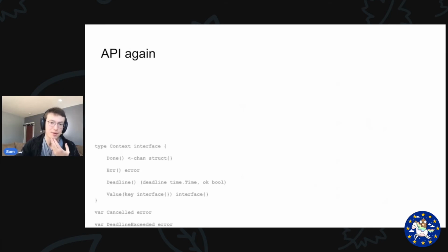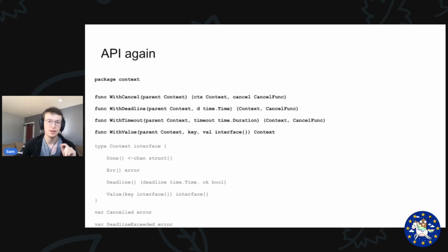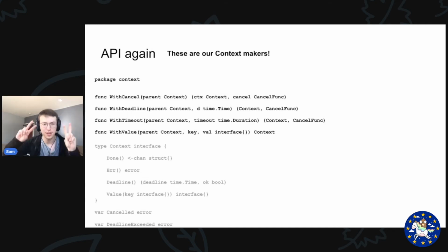Anyway, so let's look at that API one more time. You've got the context interface that I showed you, as well as those 2 errors. I said that the error function will return. And then we've got 4 functions in package context, package level functions: with cancel, with deadline, with timeout, and with value. These are how we make contexts or modify contexts.